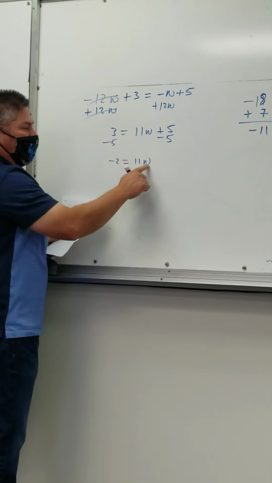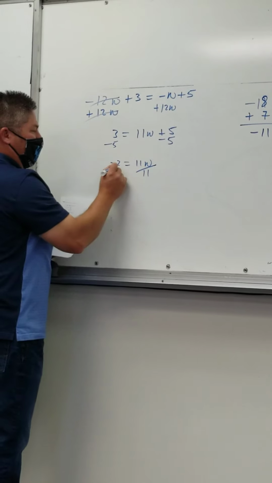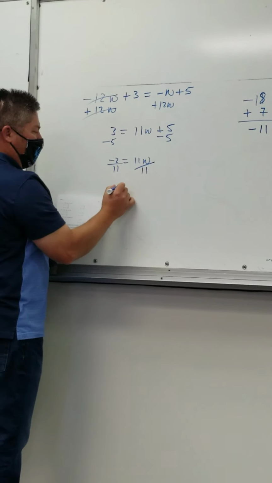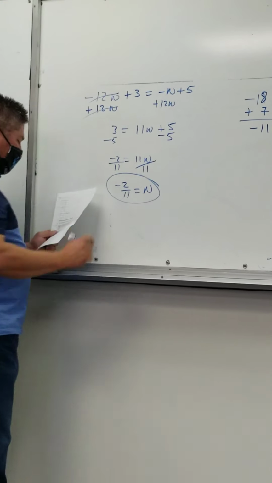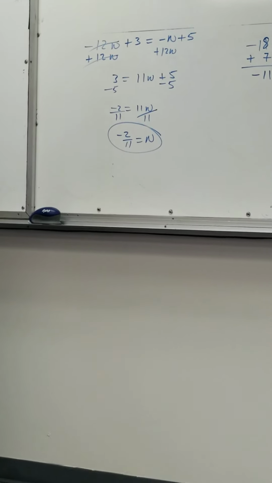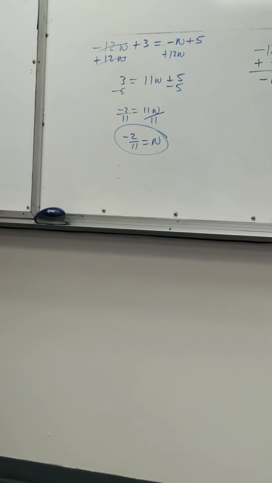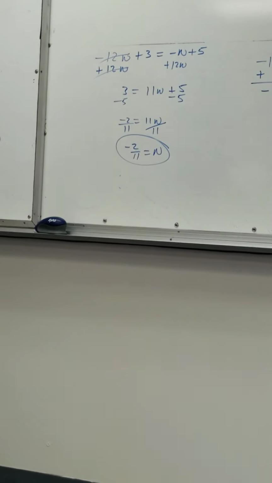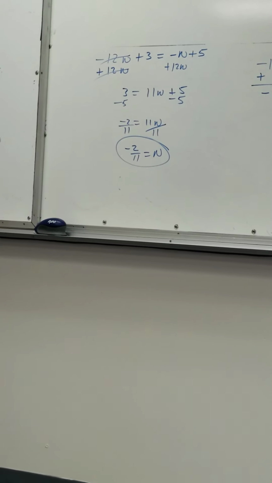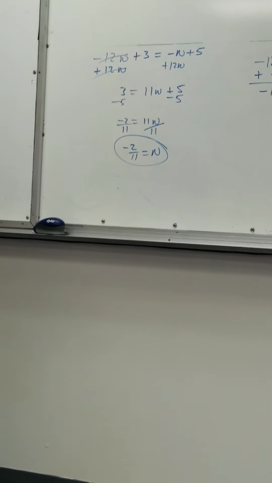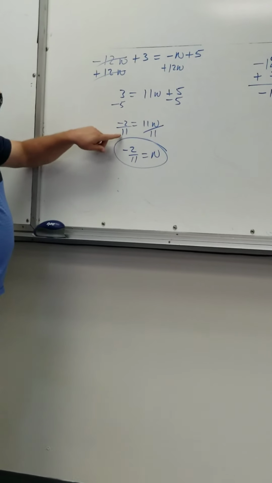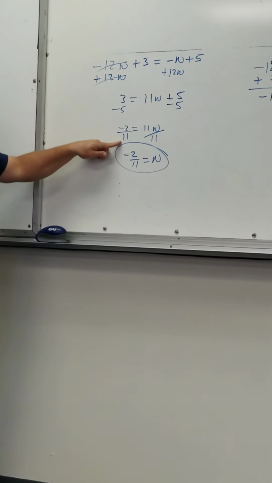This is 11 times n. I want to divide by 11. Now I have negative 2 11ths equals n. Do I freak out because I have a fraction? No. Don't freak out because you have a fraction. Some people do. Don't. Okay? But how did you get that? So is it negative 2 divided by 11, or 11 divided by negative 2? Right, negative 2 divided by 11.